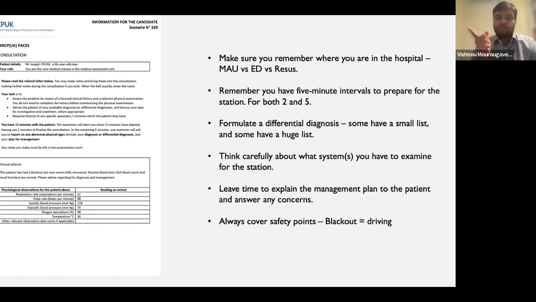Try and think about what questions the patient will have for you. I'm sure some of you may have done some of the communication stations. So you always have to cover the safety points. For a blackout, you've got to think about any sort of seizure, TIA, these sort of stations. You always have to think about driving because that's always a big question. So that's going to come up. That's how I would think about and do what I would do in my preparation stage.